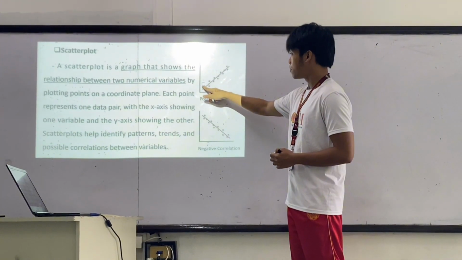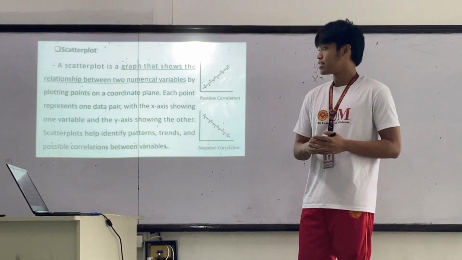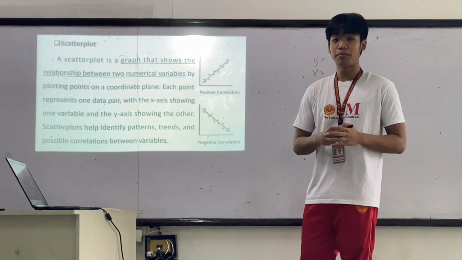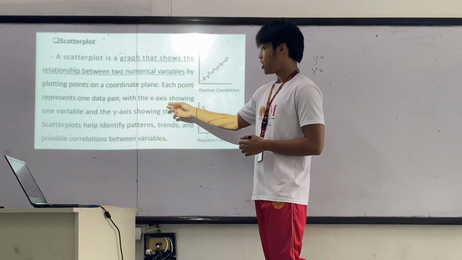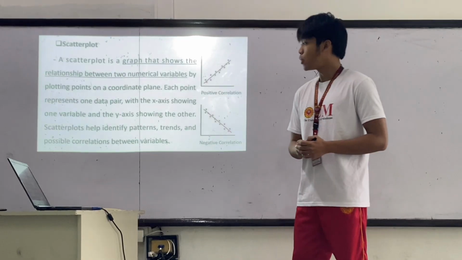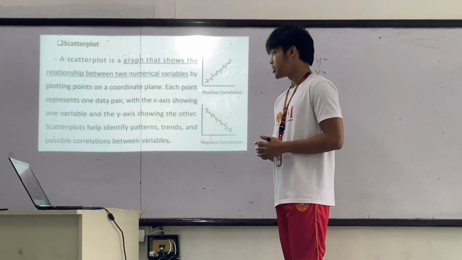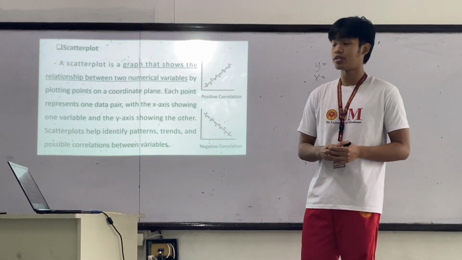So each point here is a combination of one data pair, meaning x and y, with the x-axis showing one variable and the y-axis showing the other. Scatter plots also help identify patterns, trends, and possible correlations between variables.